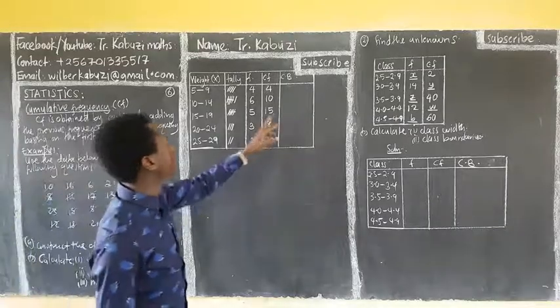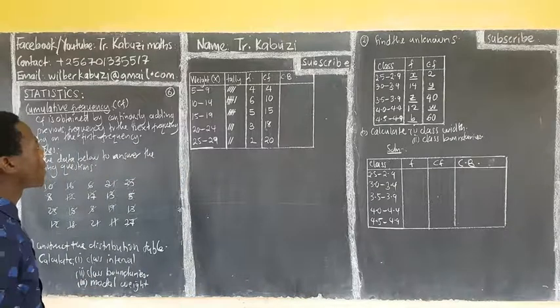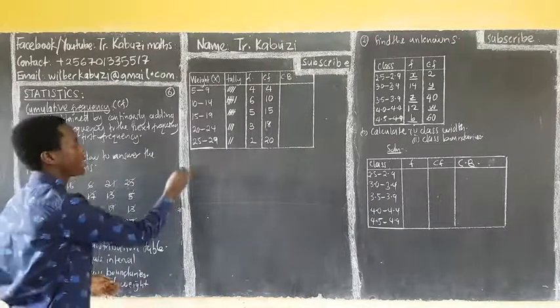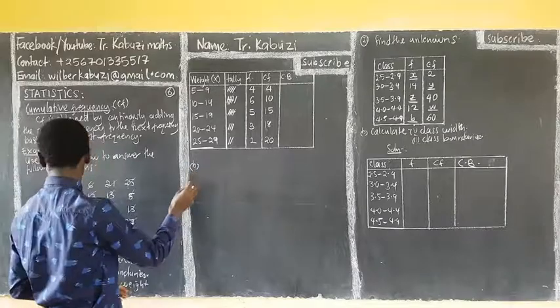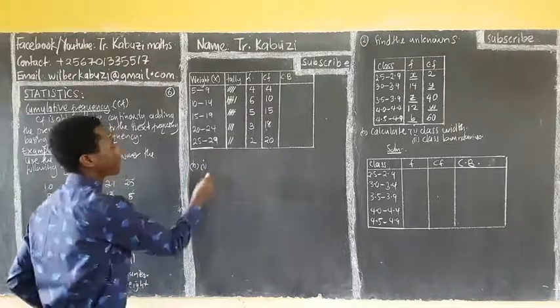Then from there, they are asking us also for the distribution table. Now we need to get also the class boundaries. But before that, they want us to get the class interval. Part B, the class interval. Comment number one, class interval. How do you get a class interval?